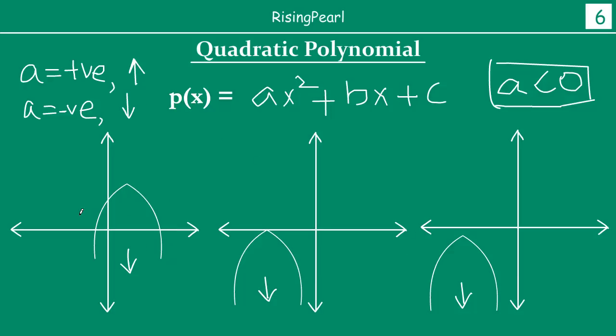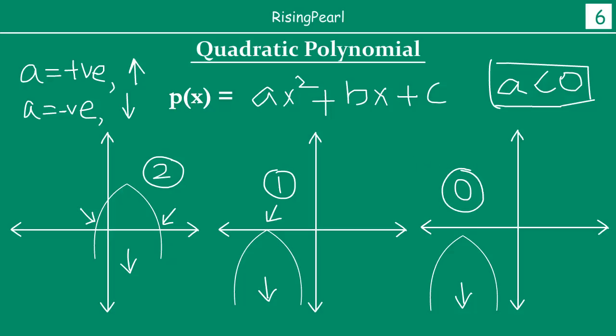But again, friends, notice that in this case, the parabola intersects the x-axis at 2 points, so there are 2 zeros of this polynomial. Here the parabola intersects at only 1 point, so there is 1 zero of the polynomial. And here the parabola does not intersect the x-axis, so there are no zeros of this polynomial.